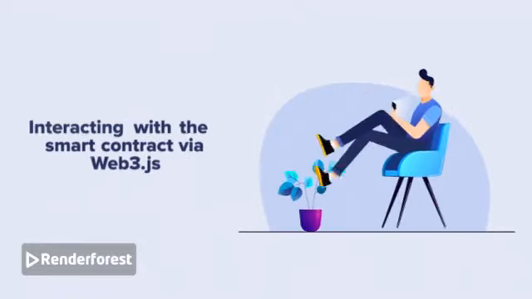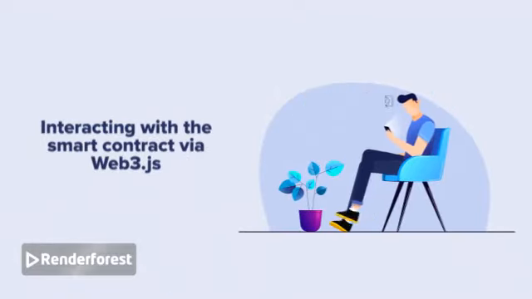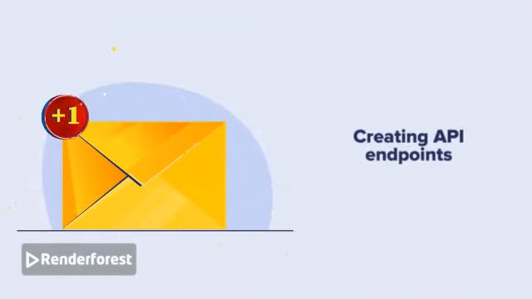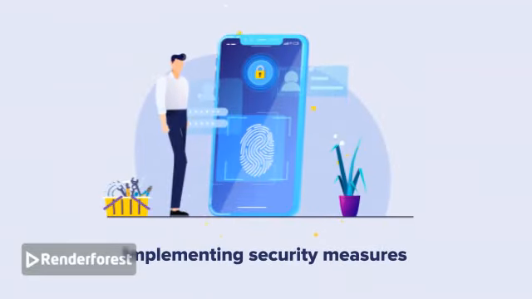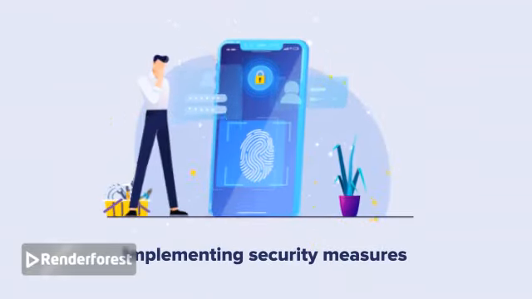Interact with the contract using Web3.js, which allows you to call contract functions and retrieve data. To integrate the smart contract with the Express.js app, create API endpoints that interact with the contract using Web3.js. Implement security measures such as authentication and authorization to ensure authorized access.